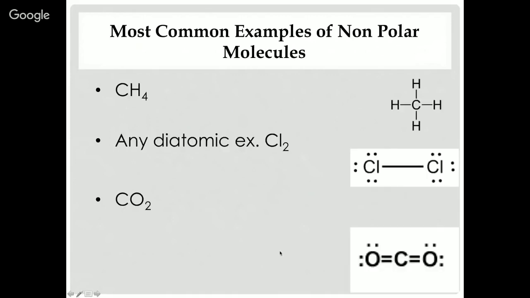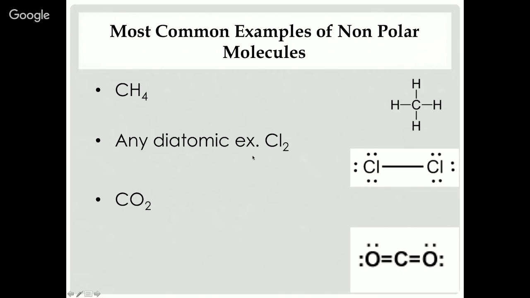The most common examples of non-polar molecules are going to be things like methane, CH4, or really when there's one atom and then 4 identical atoms bonded to it. That's going to be a non-polar molecule, and that's that tetrahedral shape that we have here. It's because it's symmetrical, so the charge distribution is going to be symmetrical.